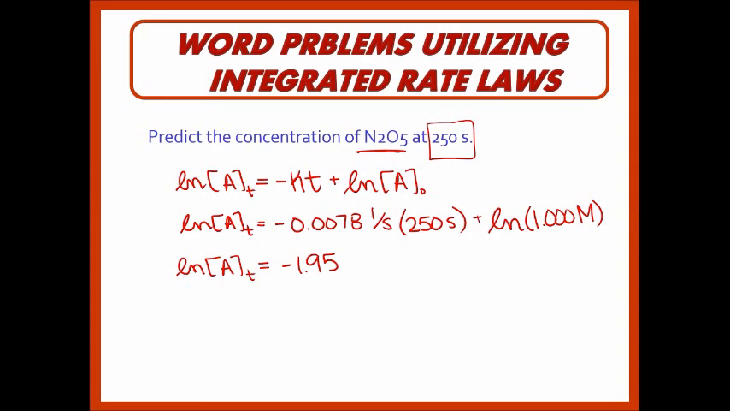Now in order to just get our concentration at a certain time, we need to take the e of both sides because e is the opposite of the natural logarithm, so those will cancel, and ultimately our concentration at a time is equal to e to the negative 1.95, which is 0.142 molar.